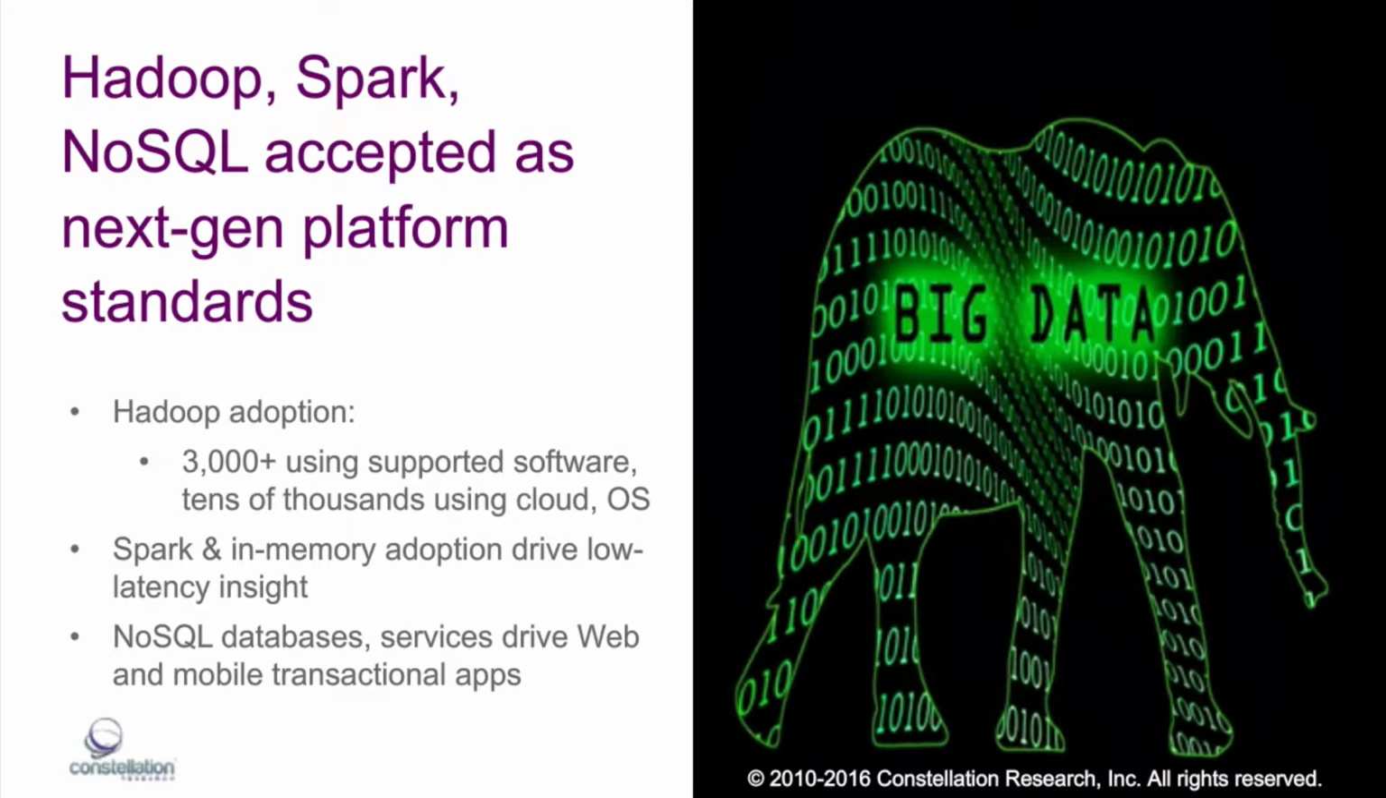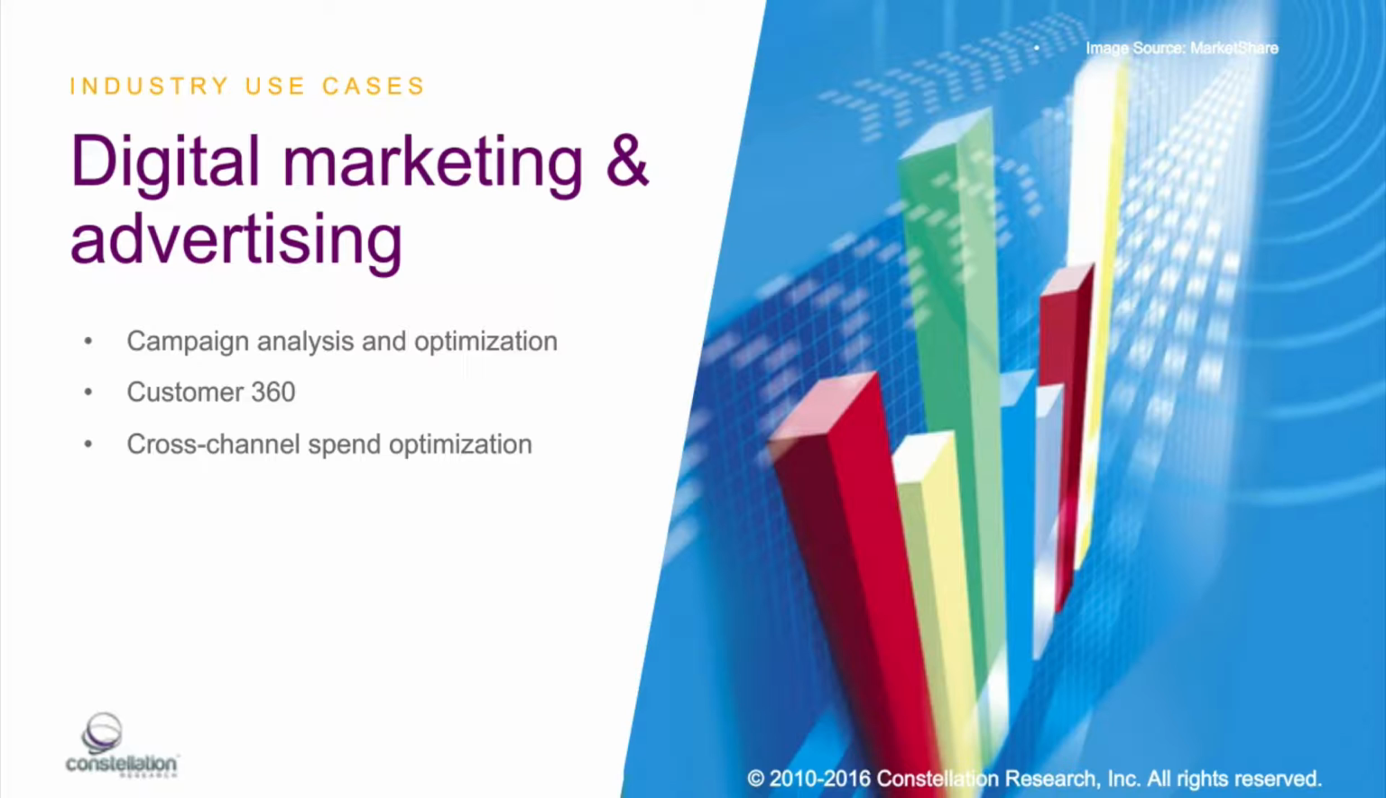Now, what all of these platforms have in common is that they are built for data variety and data at scale, relying on massively parallel processing on distributed commodity hardware. Now, adoption of all this next-generation infrastructure would not have happened without proven applications. So let's take a quick look at industry use cases, starting with digital marketing and advertising.